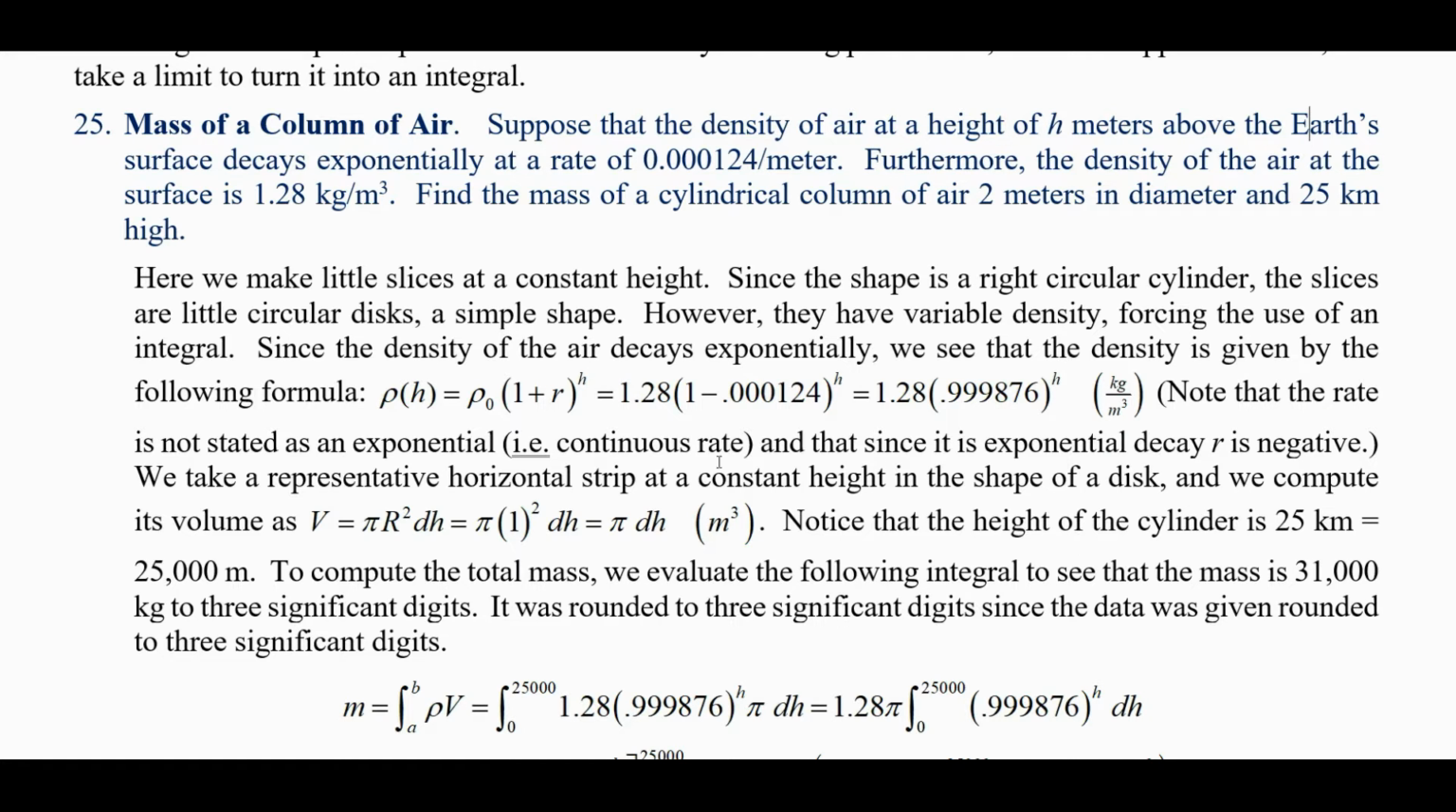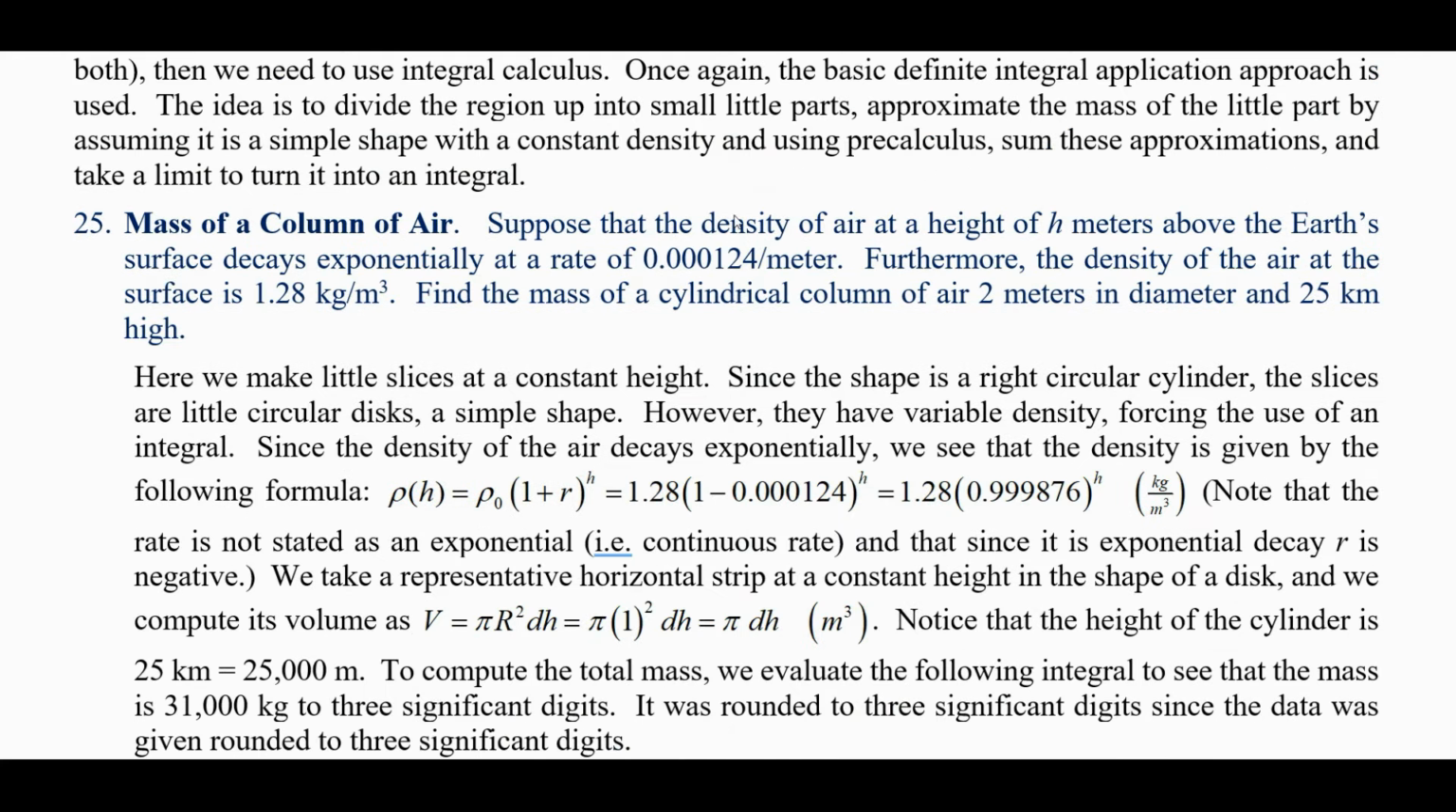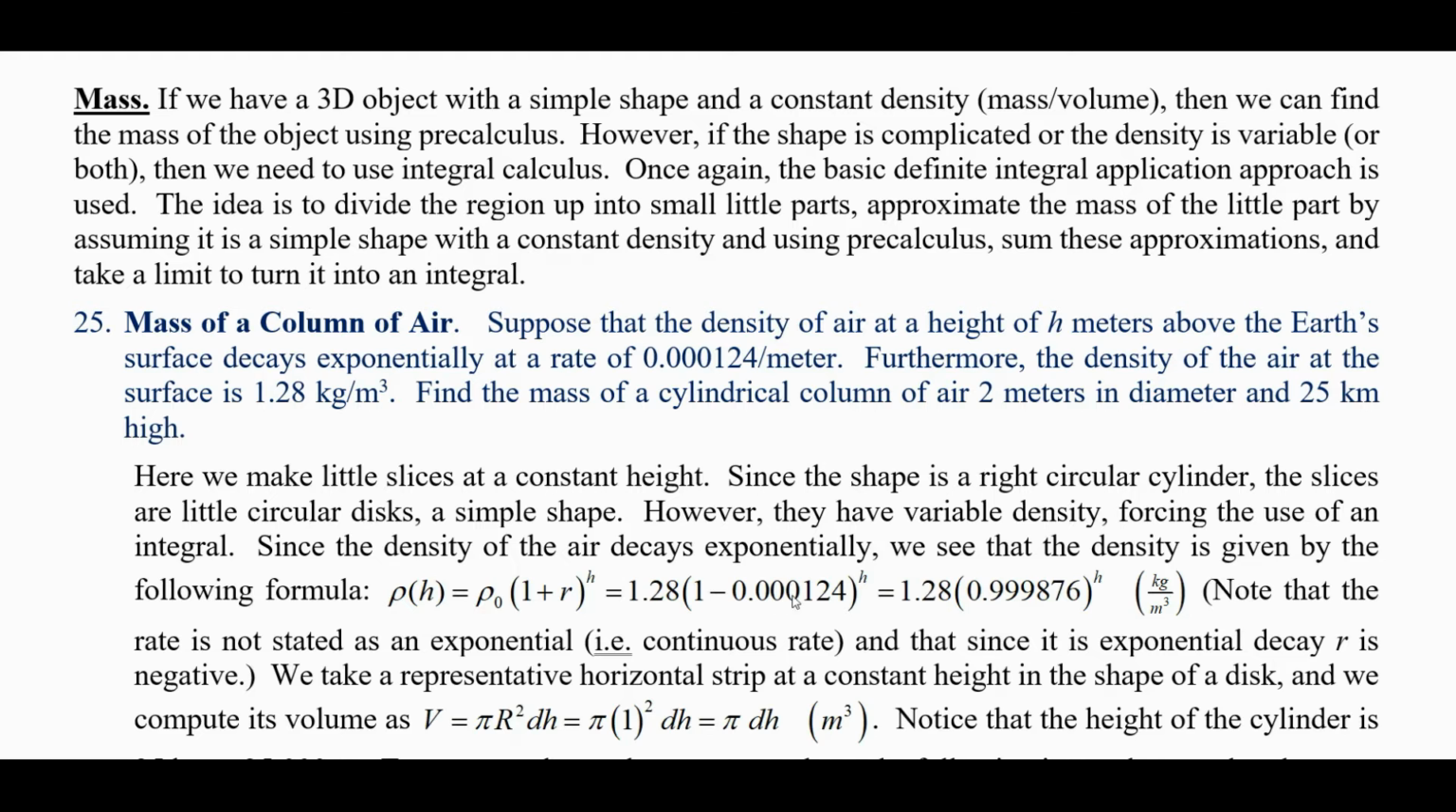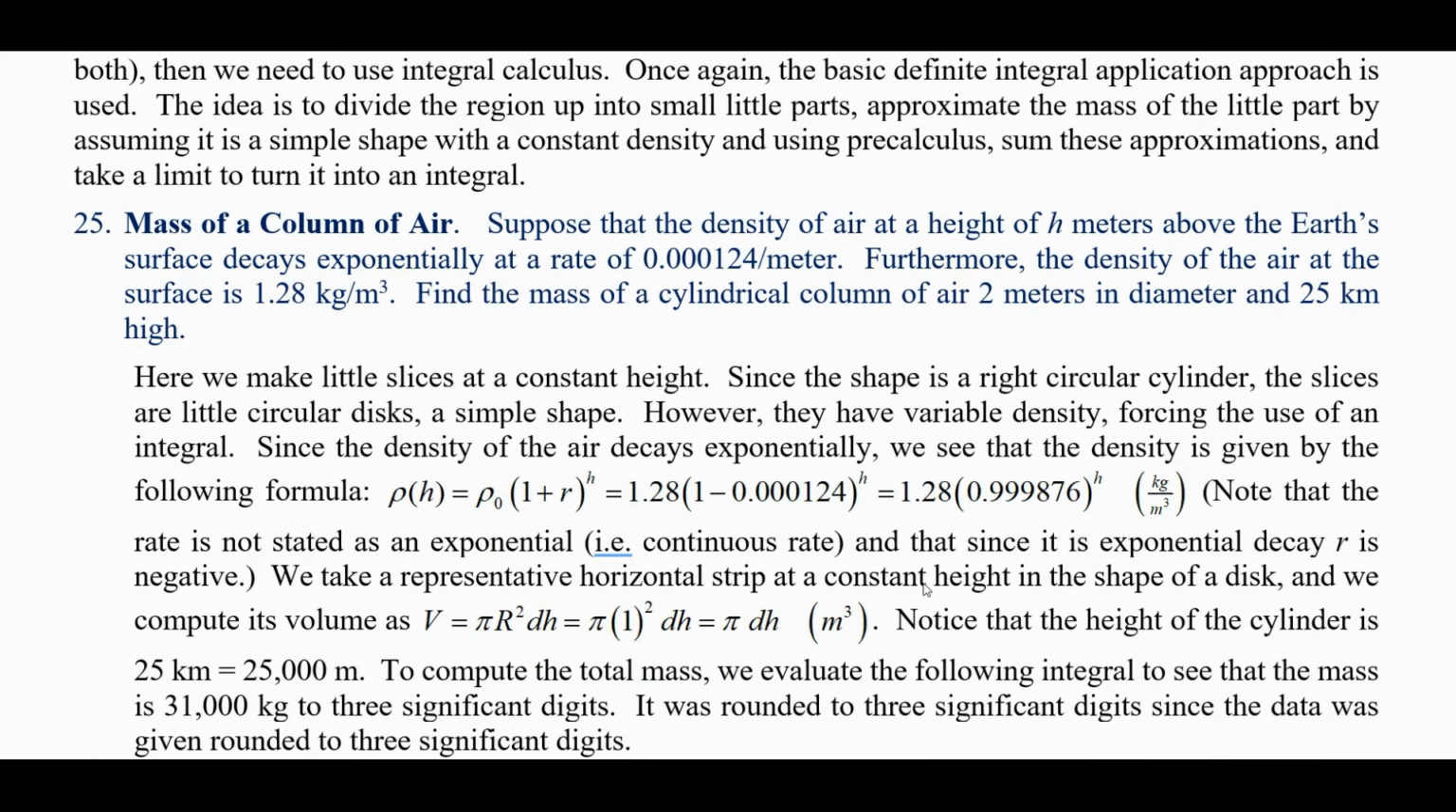Doing this subtraction right here, you get 0.999876. Although it's not necessary, I'll put those zeros in there to make that a little bit easier to read. Notice that it did not say this was an exponential or continuous rate, so it's not e to the negative 0.000124 h, which it would be if it said exponential rate. Since it is decaying, the r is negative.